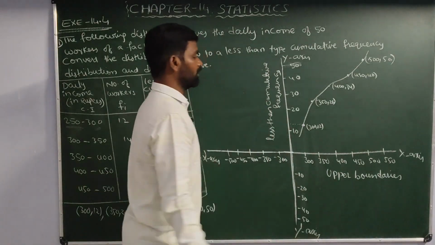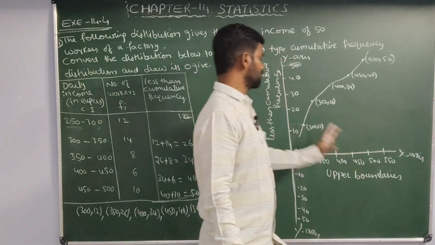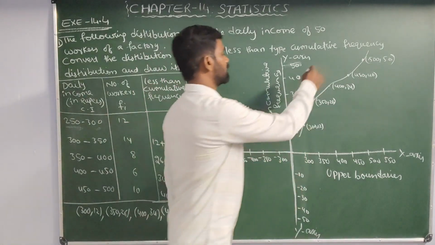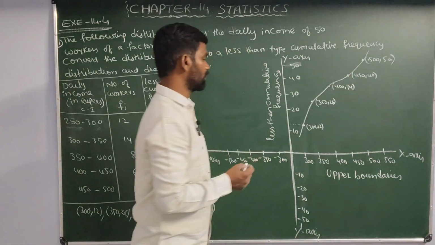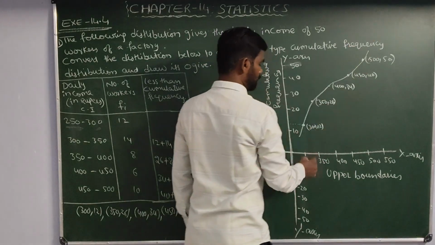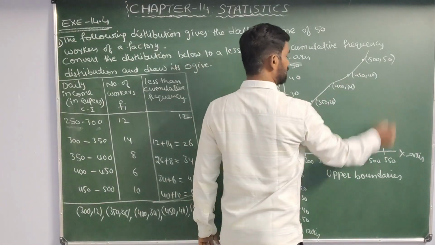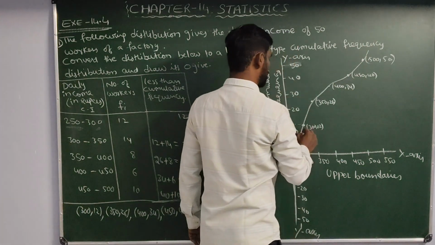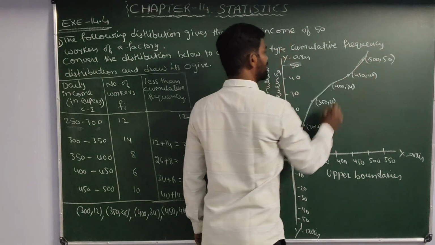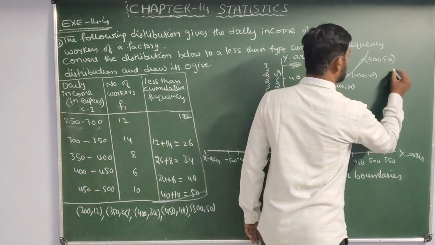So this is about the less than cumulative frequency. On the x-axis, we have to write the upper boundaries. On the y-axis, we have to write the cumulative frequency. So the graph will be from bottom to the top: 300 to 12, 350 to 20, 400 to 34, 450 to 40, and 500 to 50. This graph is called a less than type graph or less than ogive.